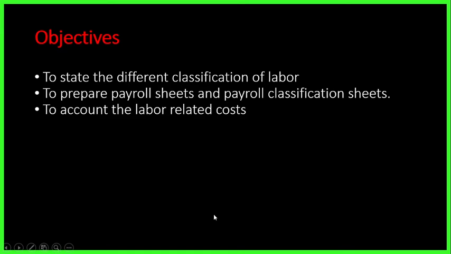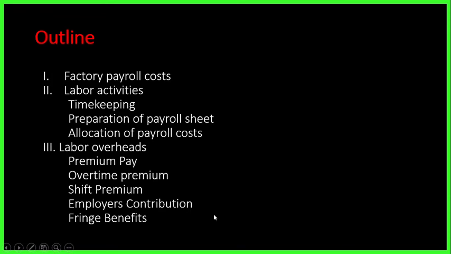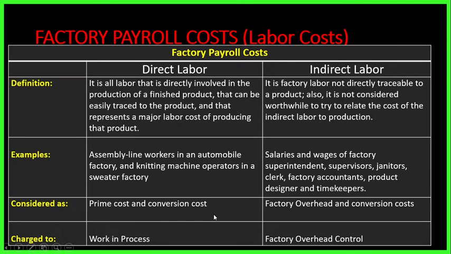Our discussion will be divided into three parts. First, we'll be talking about the factory payroll costs. Second, the labor activities, and then you have your labor overheads. To start with the factory payroll costs, basically there are two kinds. This is just a review. You have your direct labor and you have your indirect labor.